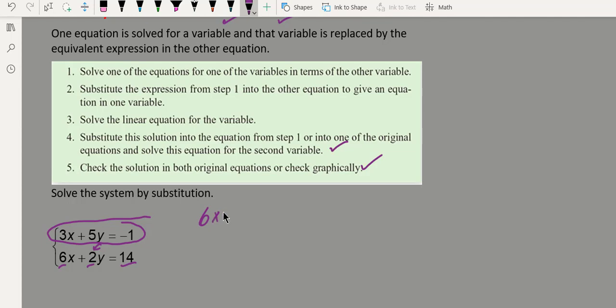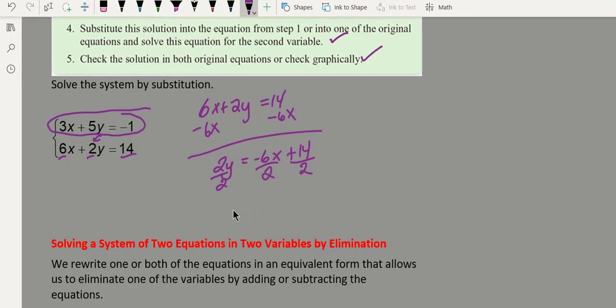So 6x plus 2y equals 14. In this case, it doesn't matter which one you solve for, but I just want to solve for y. So I'll subtract the 6x from both sides, and I'll be left with 2y equals negative 6x plus 14. Divide both sides by 2, and then y will equal negative 3x plus 7.